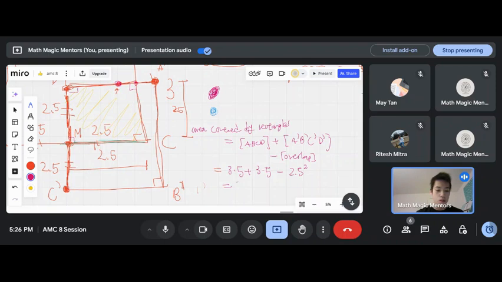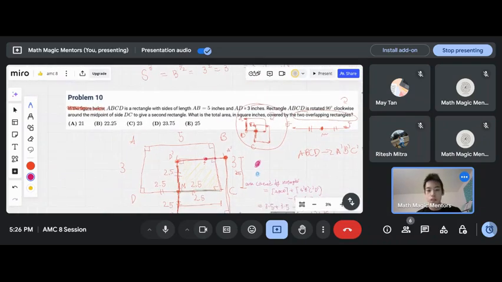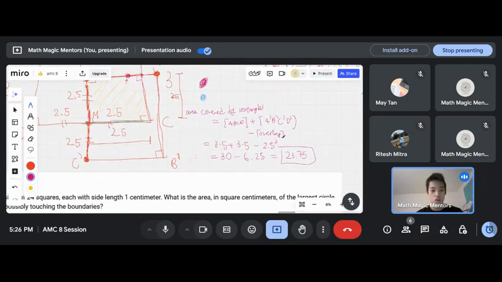And so that's 2.5 squared. And so we can just do the computation. That's 30 minus 6.25. Wait, yeah, okay. And so that should be 23.75, if I'm not wrong. Yeah, 23.75 is an answer choice, and we just check.